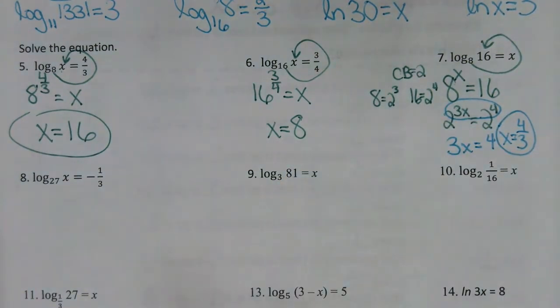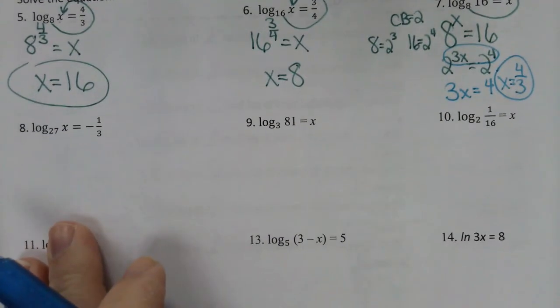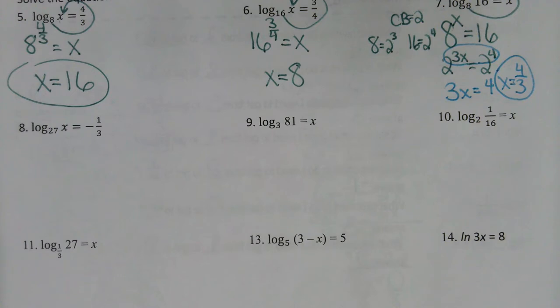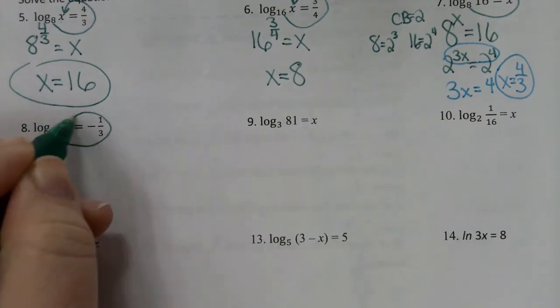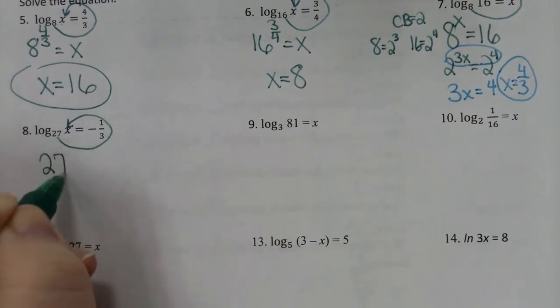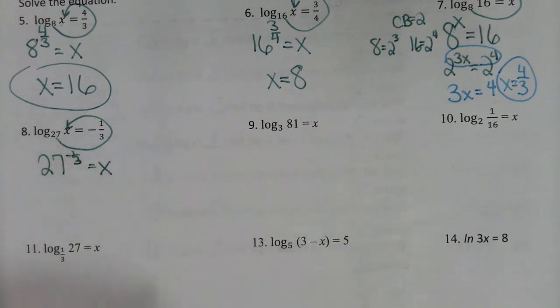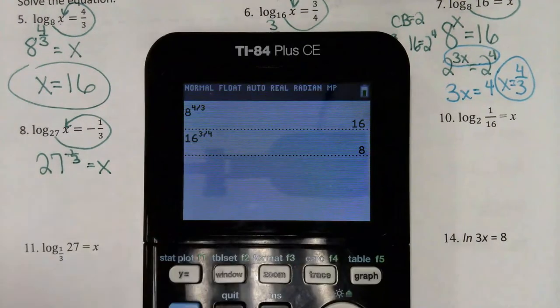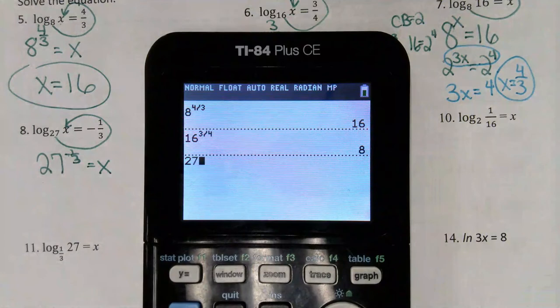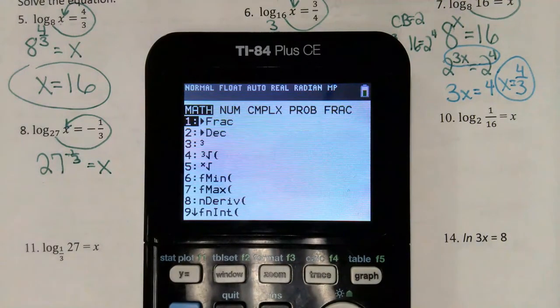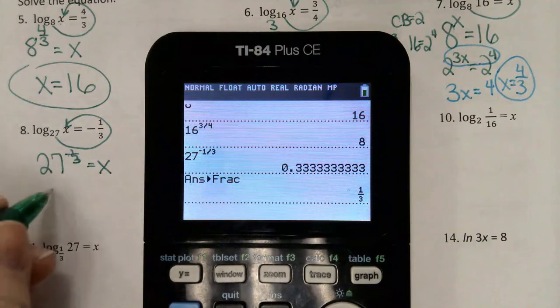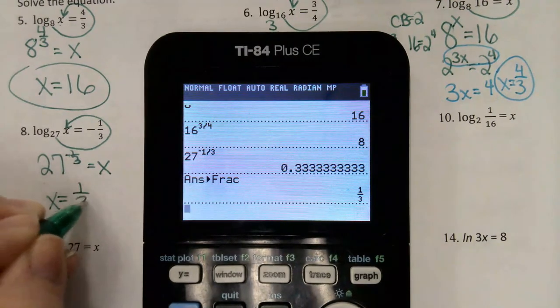Number 8. The base is 27. The exponent is negative 1/3. And we're trying to get to x. Since we're looking for the number x, all I have to do is type in 27 to the negative 1/3 and change it to a fraction. X is equal to 1/3.